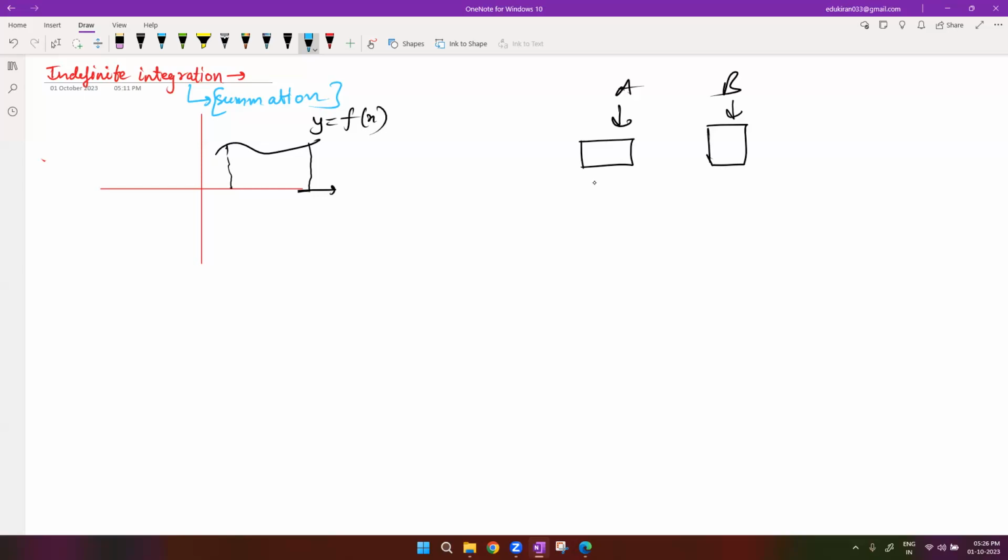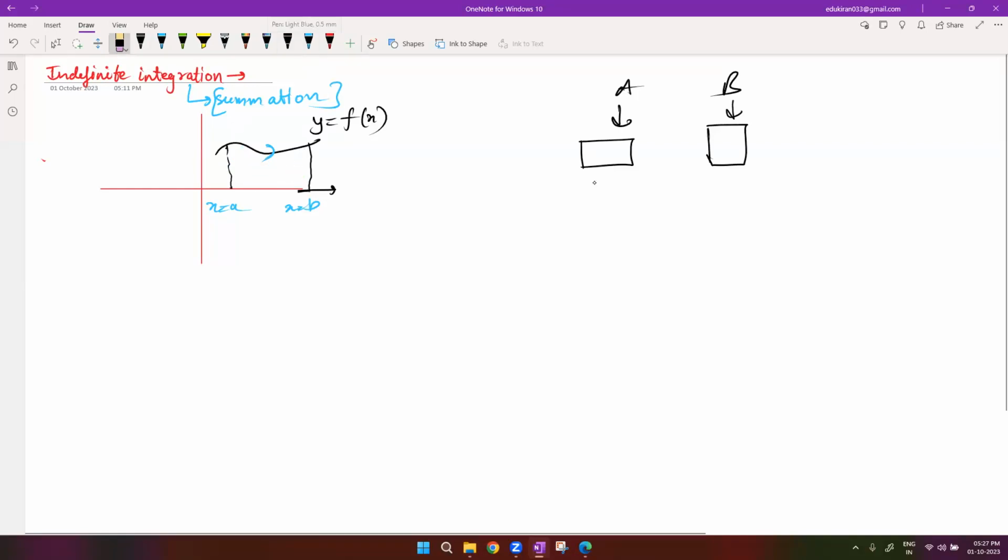I will give you an example, and that would make it more clear. For example, I want to find out the area under this portion. Let's say this is x equals a and this is x equals b. I want to find out the area under the curve y equals f(x), from x equals a to x equals b. So basically, I want this area, the shaded portion. Now, how do I do that? I don't have any formula because this is not a regular shape, first of all.